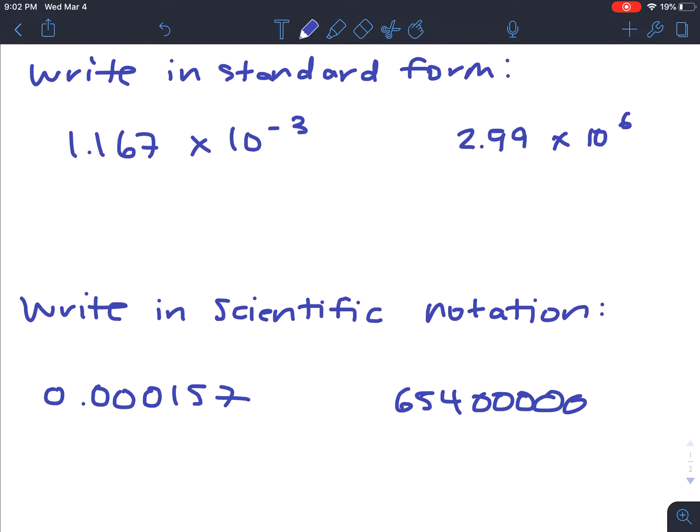Okay guys, for today's workshop bell work, I have 4 questions. I want you to write the first 2 in standard form and the second 2 in scientific notation. So go ahead, pause the video, and then we can go through these together.